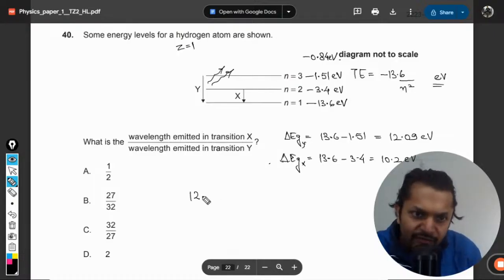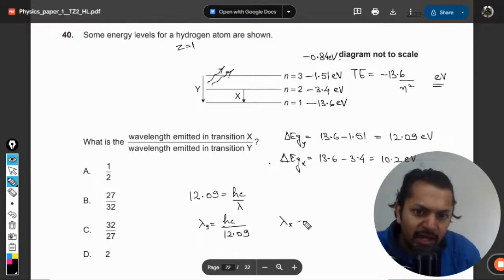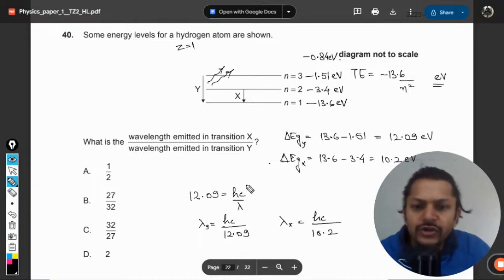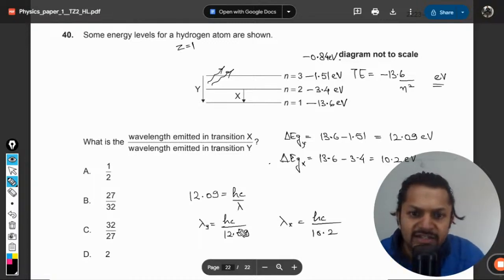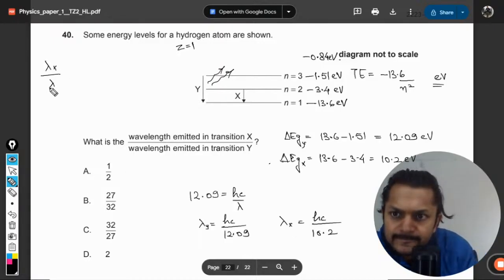So 12.09 is equal to hc by lambda. I'm taking it as lambda for Y, so hc divided by 12.09. Similarly, lambda X will be hc divided by 10.2. We want to find the ratio of the wavelength of X divided by Y, so it will be this divided by this. They are inversely proportional, so that will be 12.09 divided by 10.2.